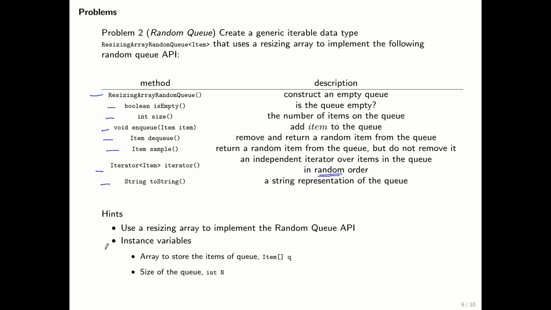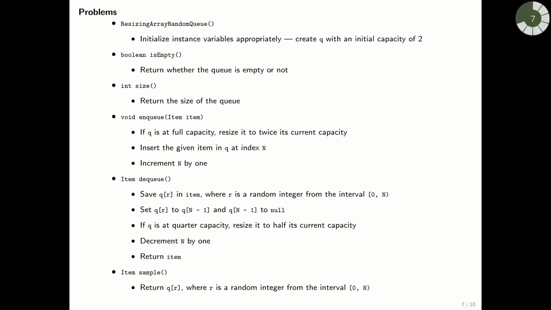Okay, so how do we implement this data type? Well, we're going to use a resizing array as the underlying data structure. And then for instance variables, what we're going to need is an array of generics called queue. And this array is going to be a resizing array, right? And that's the array that's going to store the items of the queue. And then we will also need an integer n to keep track of the number of elements in the queue. In the constructor, what we're going to do is initialize those instance variables appropriately. Right? And here we want to create that array queue with an initial capacity of 2. Right? And then we will resize it as necessary.